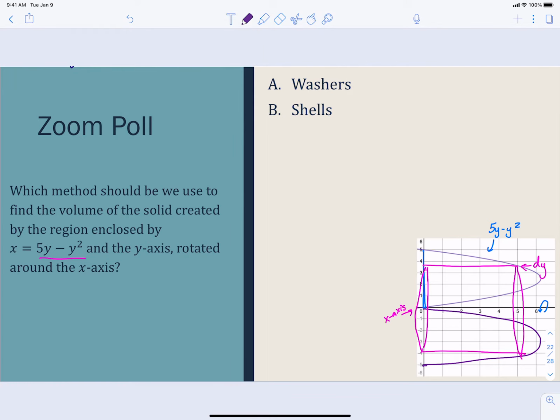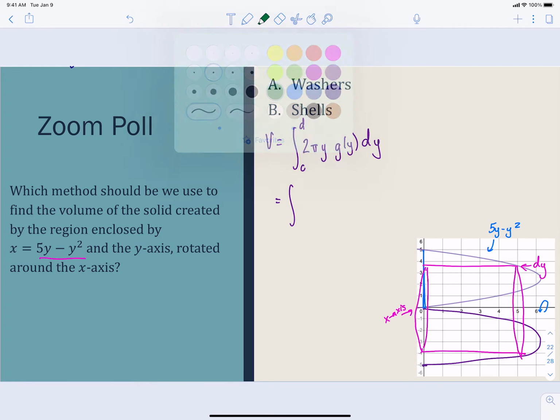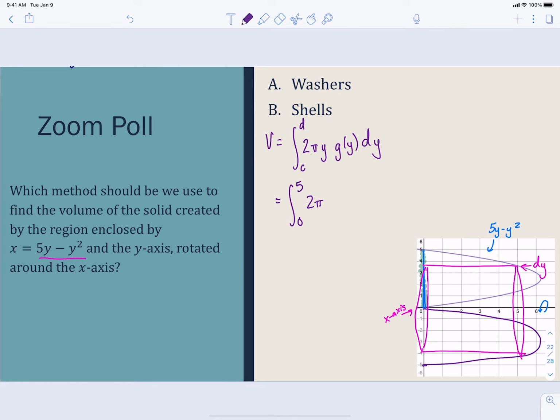And remember with this method, the volume is from, well, we're going to go from c to d, and we're going to have 2 pi y times g of y dy. So looking at this again, our limits of integration are going to come from the y-axis. So we're going from 0 to 5. So 0 to 5, 2 pi y.